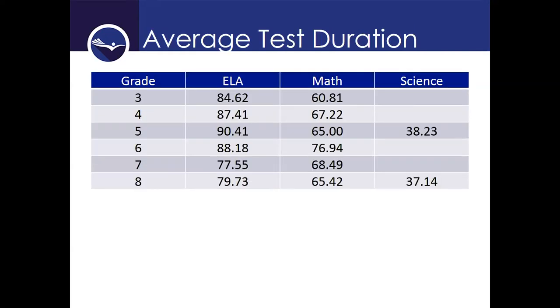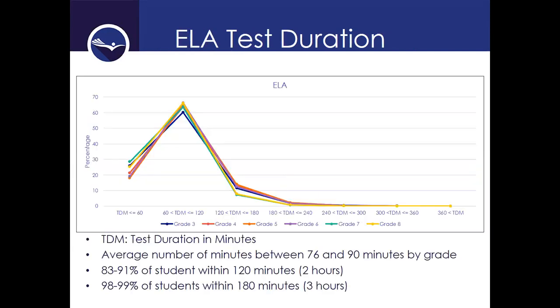So first of all, here's the average test duration. Down the left side, you see grades 3 through 8, and then you have ELA, math, and science. You can see the average times for all of those. You can see ELA is closer to 90 minutes. The math varies from 60 up to 77 minutes, and the science there is 38 minutes for the average student to get done. So there's that information.